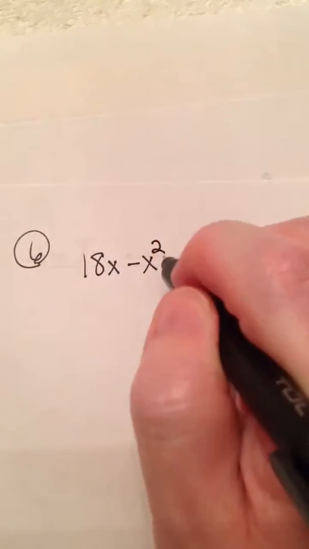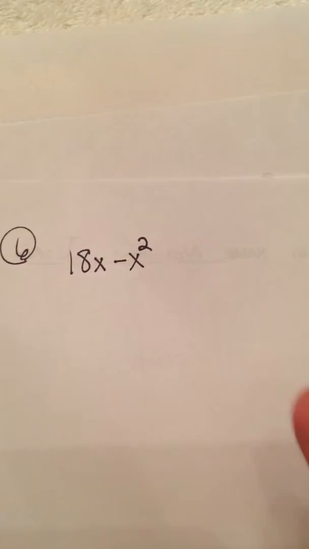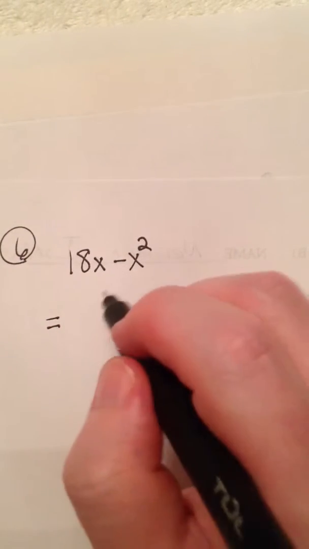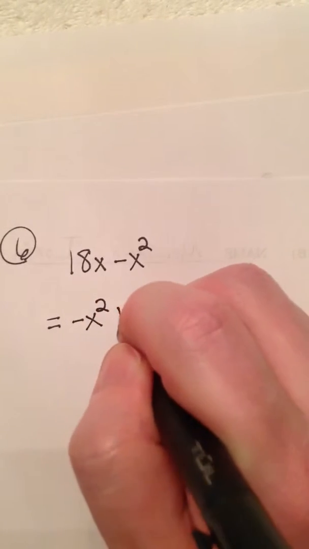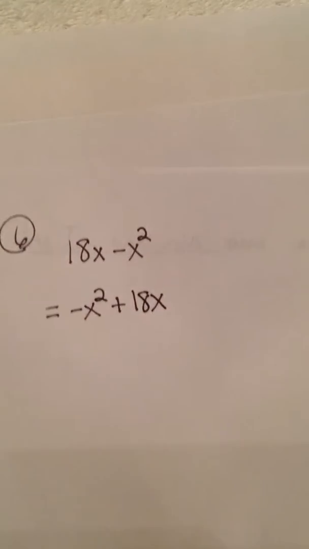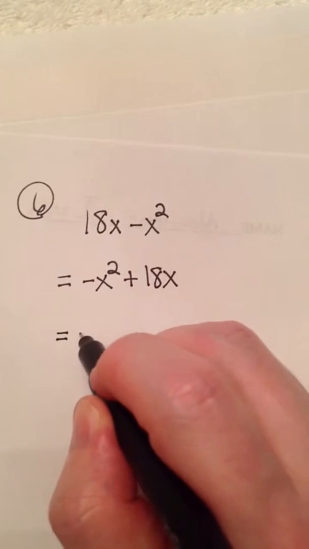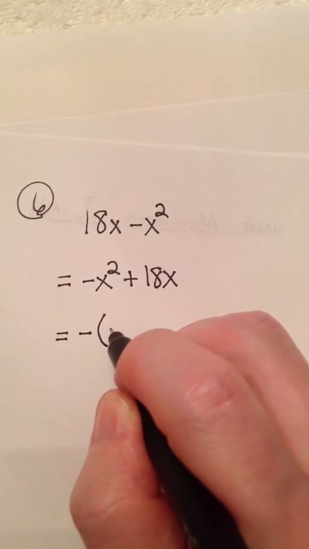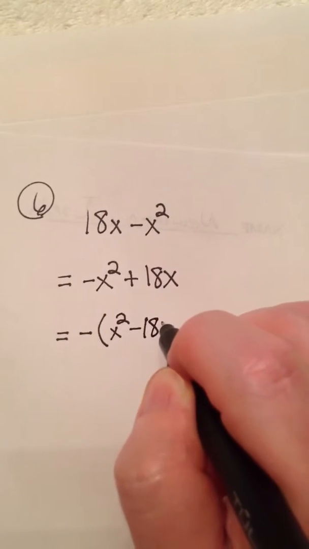So we have within the radical initially 18x minus x squared, and we can set this up as a difference of squares. If we rearrange the terms, we have negative x squared plus 18x. Factoring out the negative, this will be the negative of x squared minus 18x.